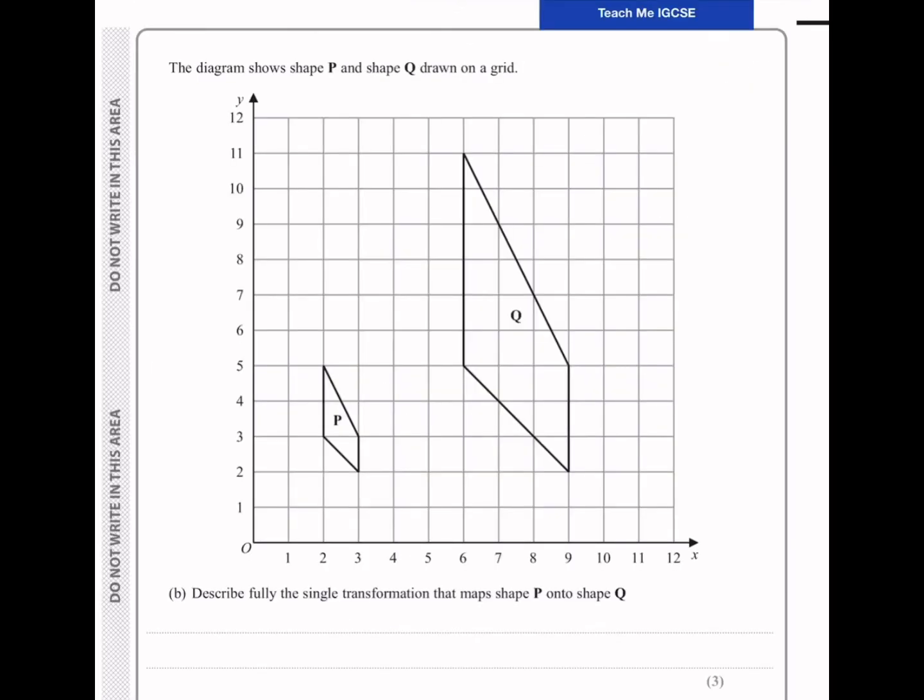Part B. The diagram shows shape P and shape Q drawn on a grid. Describe fully the single transformation that maps shape P onto shape Q. So clearly we see that the shape is enlarged. So it's going to be enlargement by a scale factor of something about a center something.